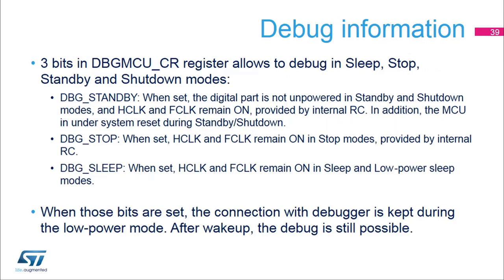3 bits are available in the debug control center in order to allow debugging in sleep, stop, standby, and shutdown modes. When the related bit is set, the regulator is kept on in standby and shutdown modes, and the HCLK and FCLK clocks remain on to keep the debugger alive. This maintains the connection with the debugger during the low power modes and continues debugging after wake-up.